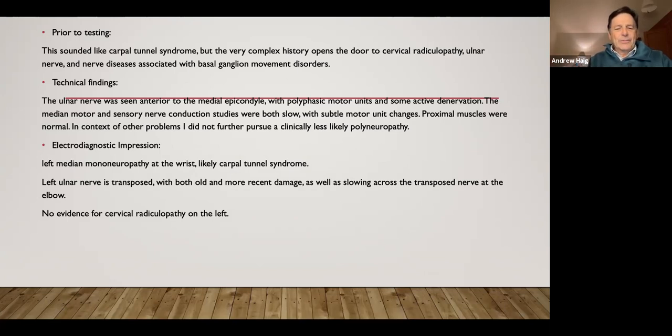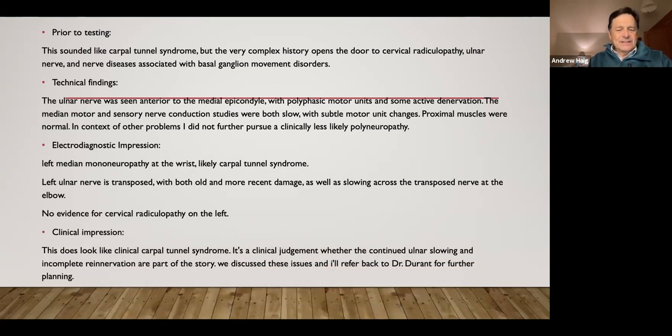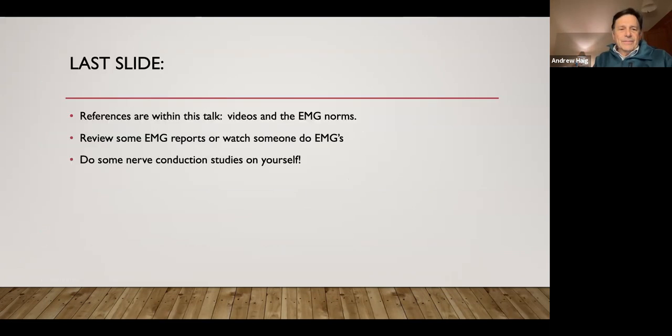Left ulnar nerve is transposed with both old and recent damage, as well as slowing across the transposed nerve at the elbow. No evidence for cervical radiculopathy. Clinical impression. This really does look like carpal tunnel syndrome. It's a clinical judgment whether the continued ulnar slowing and incomplete reinnervation are part of the story. We discuss these issues and I'll refer back to Dr. Durant, the great hand surgeon, okay? So that's what my report looks like. And even if you're not reporting to someone else, that's the logic of how you want to think through an EMG.